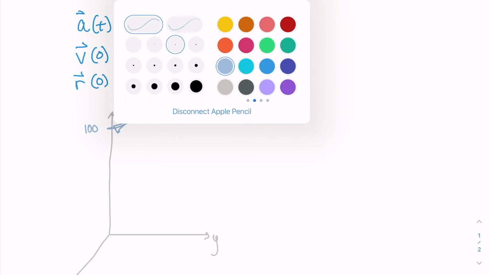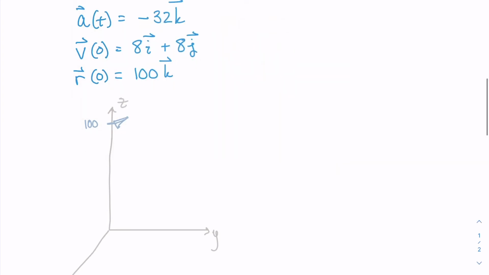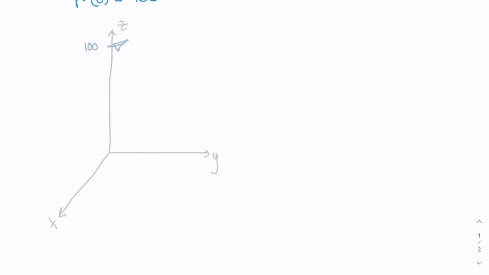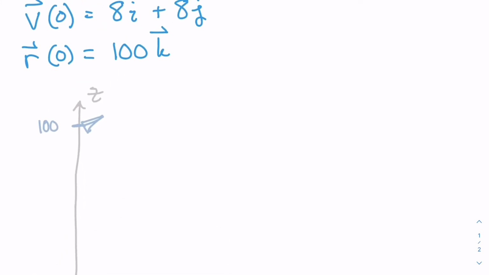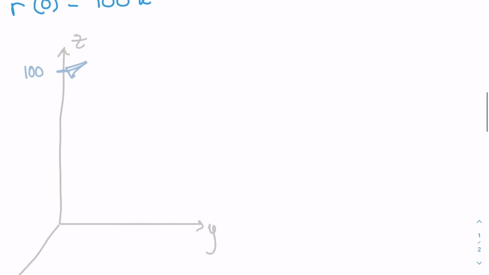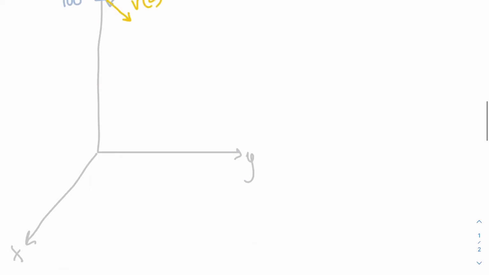So what does that look like? Let me pick yellow. So 8i, 8j is 8 in the x direction, 8 in the y direction. So the initial velocity vector would look something like that. So that's the velocity vector at time equals 0. And so that will kind of look like that, where those are 8 and 8.